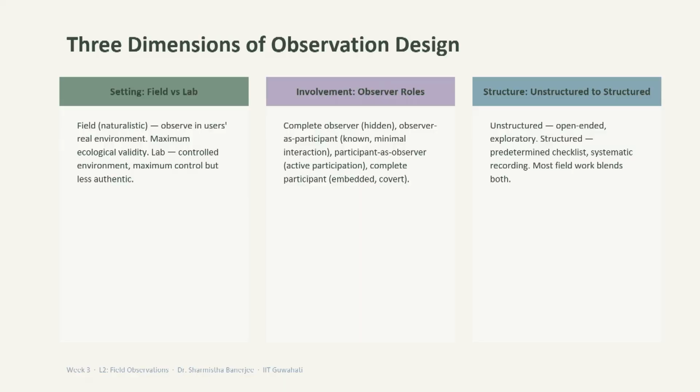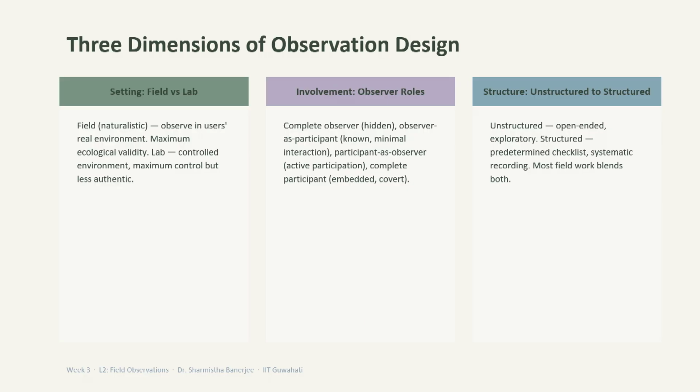Field observations are naturalistic and observe users in their real environment. That maximizes ecological validity. Lab is a good situation when you want to do controlled observation. So let's say you want to see how somebody will interact with an X-ray machine. It is not a good idea to put it into the real environment where it might endanger the safety of patients. So in those particular contexts, try to do a lab observation. You have good control over the environment, but it is less authentic because what you have subtracted is all the noise that happens in the real environment of the hospital.